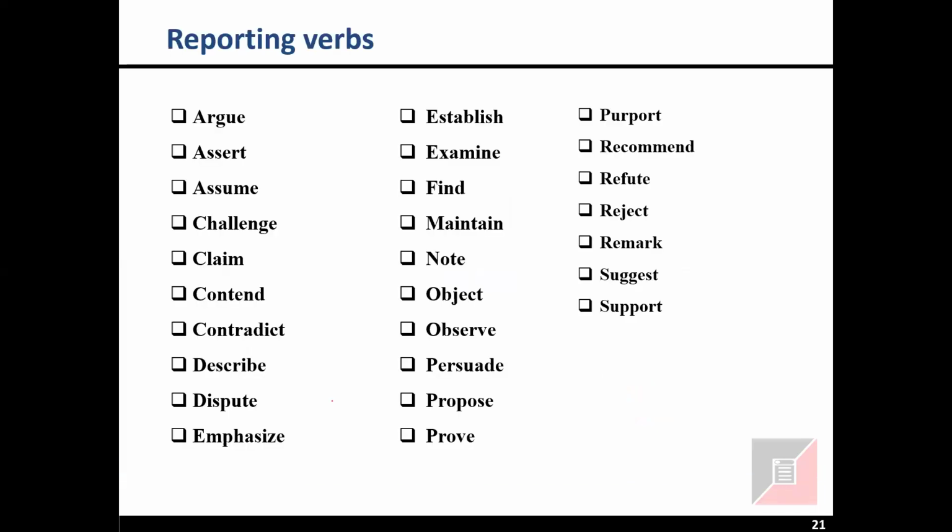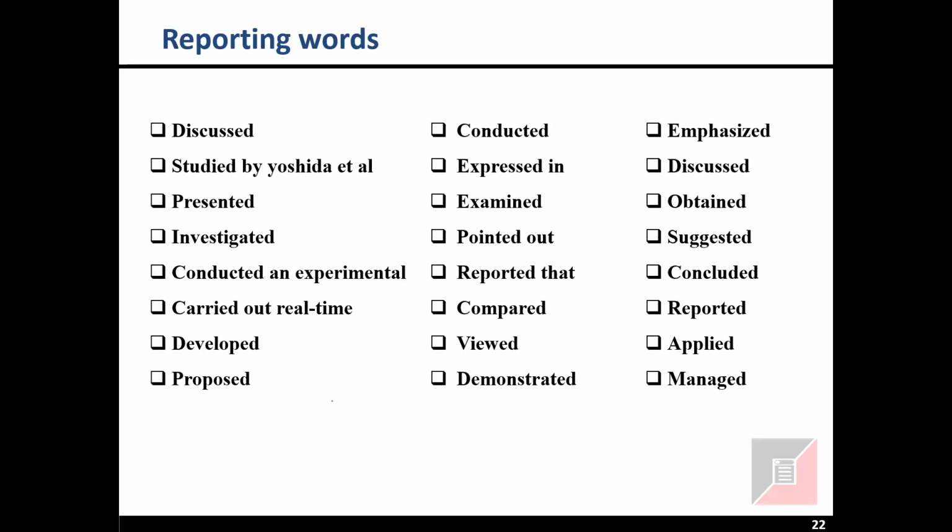Now, while you are writing these two, three sentences about each and every author, sometimes you need these types of reporting verbs. When you talk about any researchers, their contradictory content, their proposed work, their suggestions, their rejections, their findings, their examining details, any dispute, so emphasizing their task, right? These all have to be reported properly. Reporting words that can be used: discussed, conducted, examined, investigated, carried out, developed, viewed, concluded, suggested, right? These kinds of reporting words can also be used.